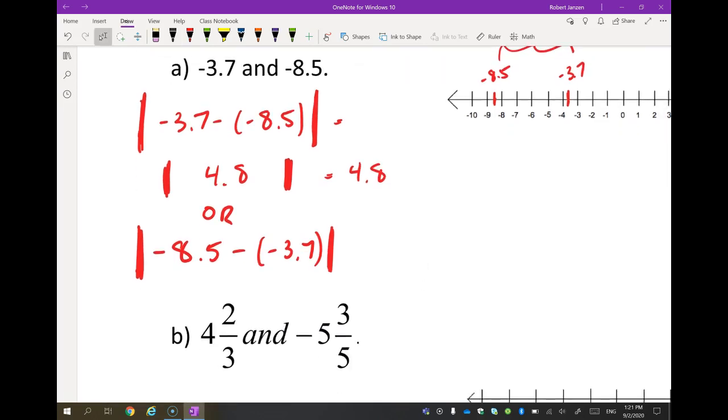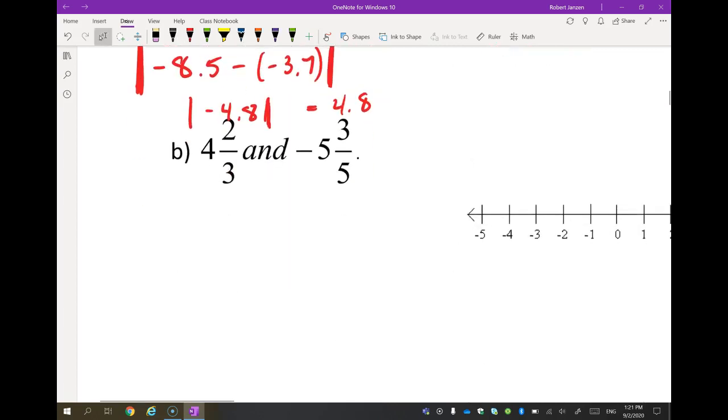Okay, let's try this one. What is negative 8.5 plus 3.7? That's going to be negative 4.8. And what's the absolute value of negative 4.8? 4.8. Okay, so either one works. You can try this one. Let's take a guess. It doesn't matter. Let's write them in the same order. We're going to take away the second one from the first one. And since we're finding distance, we're going to take the absolute value.